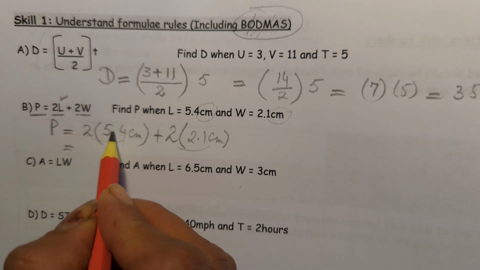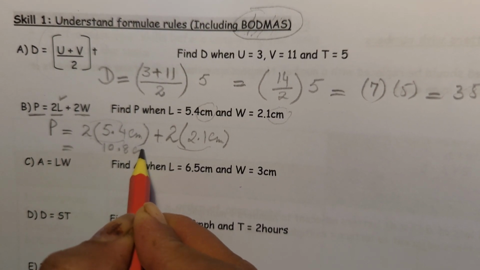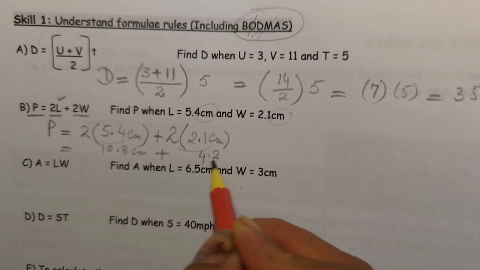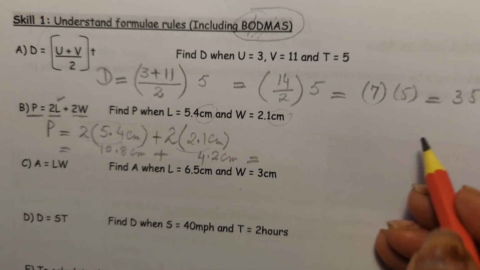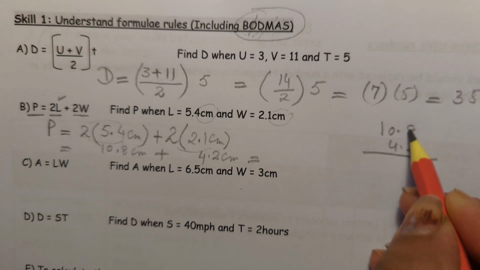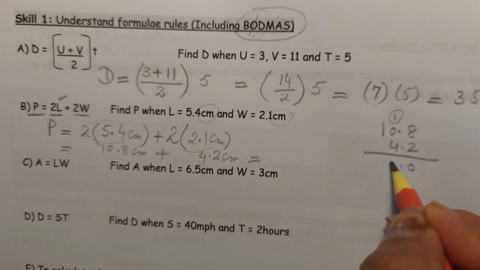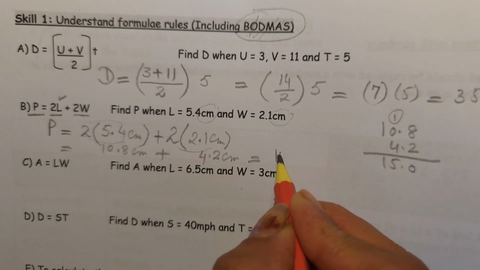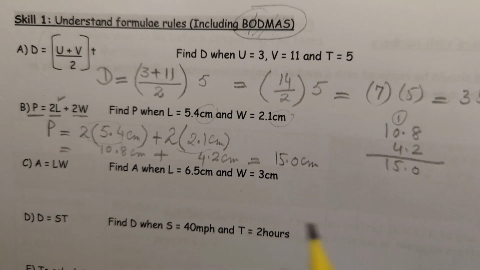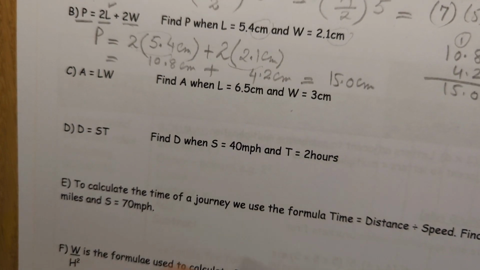2 multiplied by 5.4 will give you 10.8 centimeters, and 2 multiplied by 2.1 will give you 4.2 centimeters. Add them: 10.8 and 4.2. 8 plus 2 is 10, the 1 carries over, and 4 plus 1 gives you 5. So our answer will be 15.0 centimeters. You can see it's very simple. Just put the values and simplify them by using the BODMAS rule.